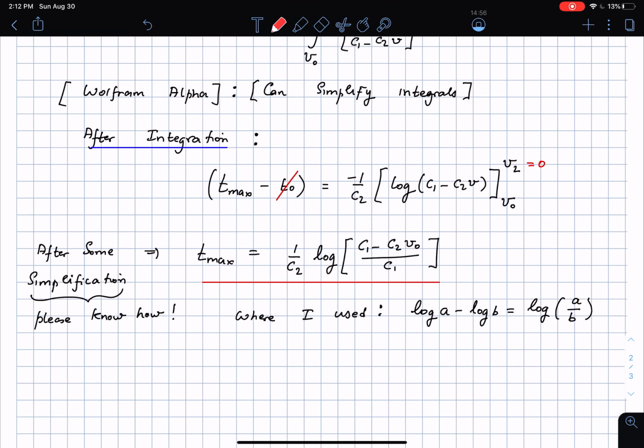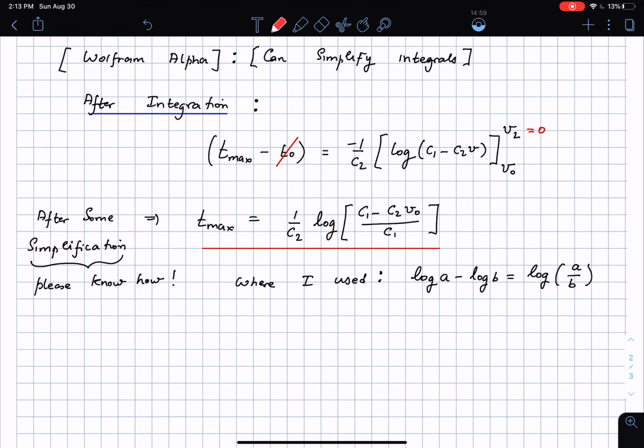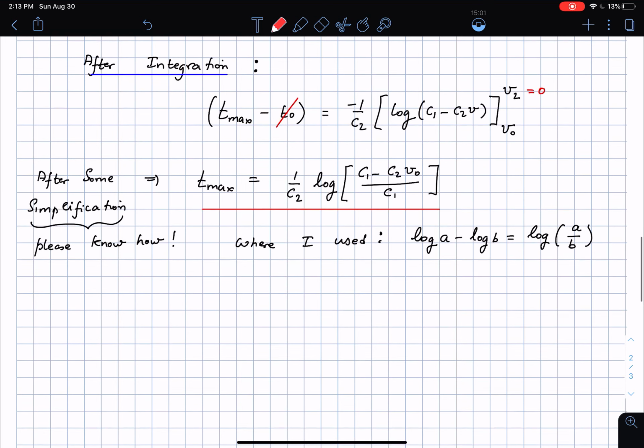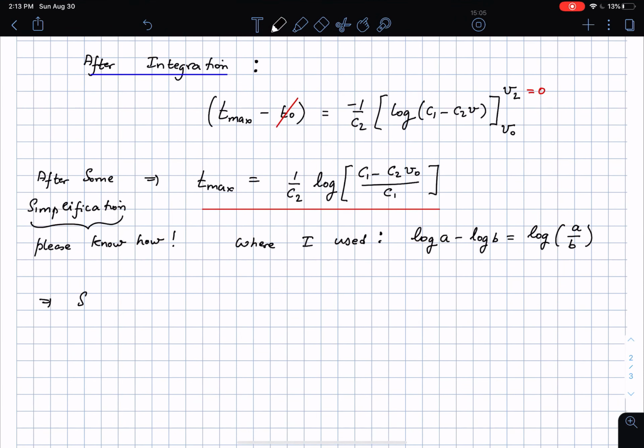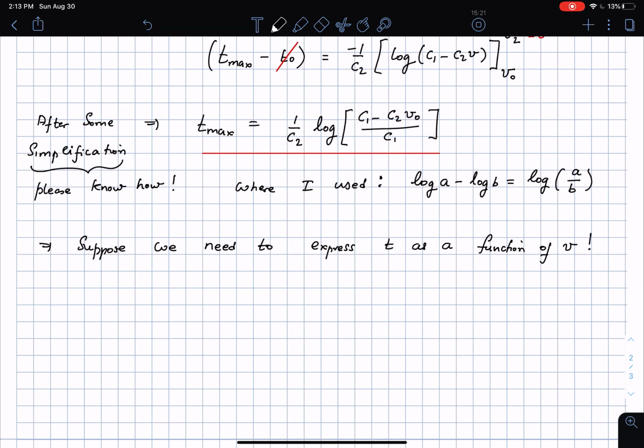Suppose we were to find the time at any point as a function of velocity. I just want to very briefly do that. Suppose we need to express t as a function of velocity. Then we go through the same steps.